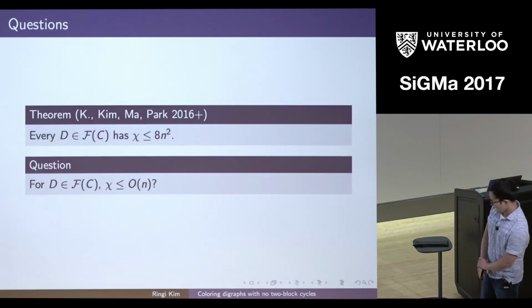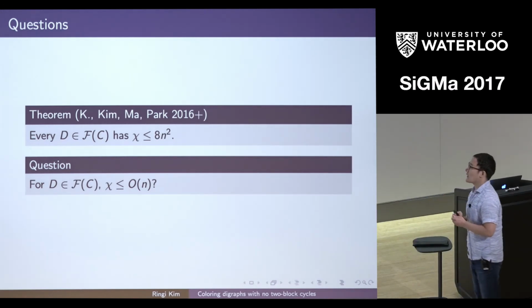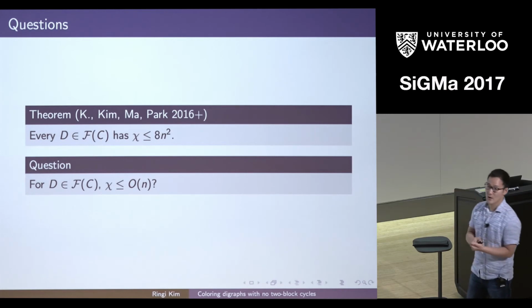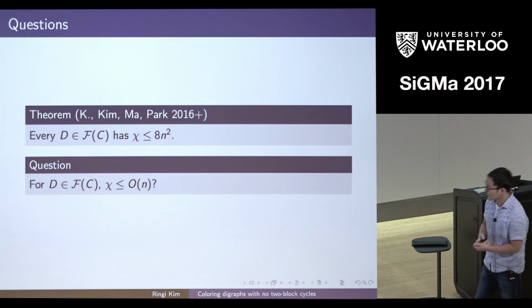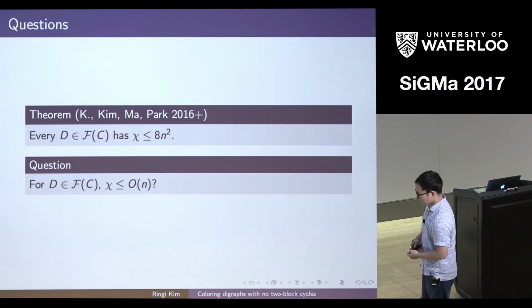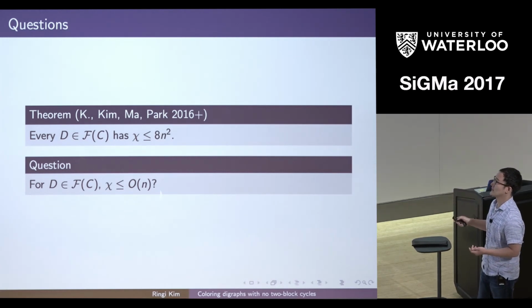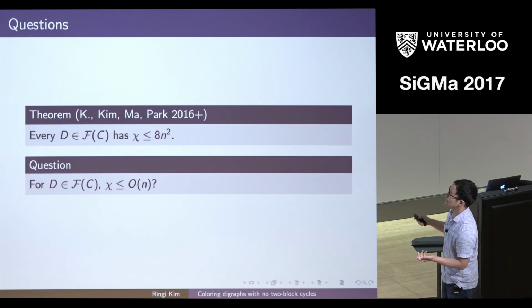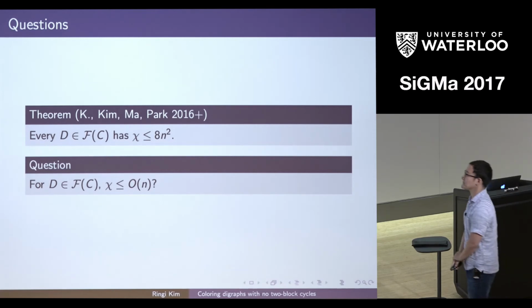Okay, let me finish with some related questions. Our theorem shows that every such digraph D has chromatic number at most 8n squared. But the original problem asks if such a digraph has chromatic number at most n. So my question is this: can you improve this approach to get this bound? In our proof, we were only able to prove a squared bound, but can you reduce it to a linear bound? I don't know.